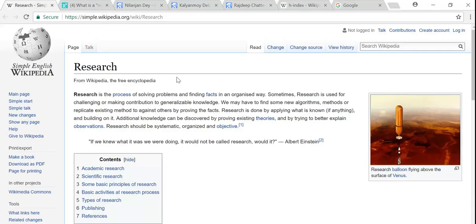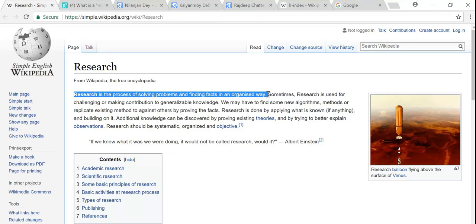Check Wikipedia for research. It says that research is a process of solving problems and finding facts in an organized way. So for a brief introduction to what is research, this is a one-line answer you can give: research is the process of solving problems and finding facts in an organized way.